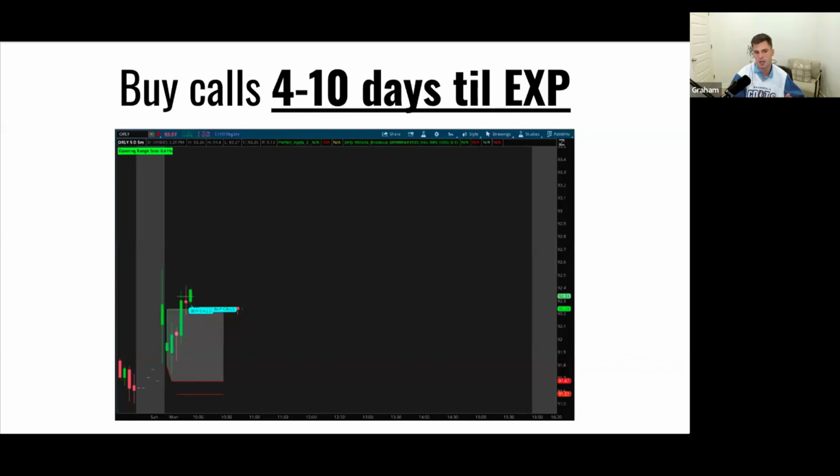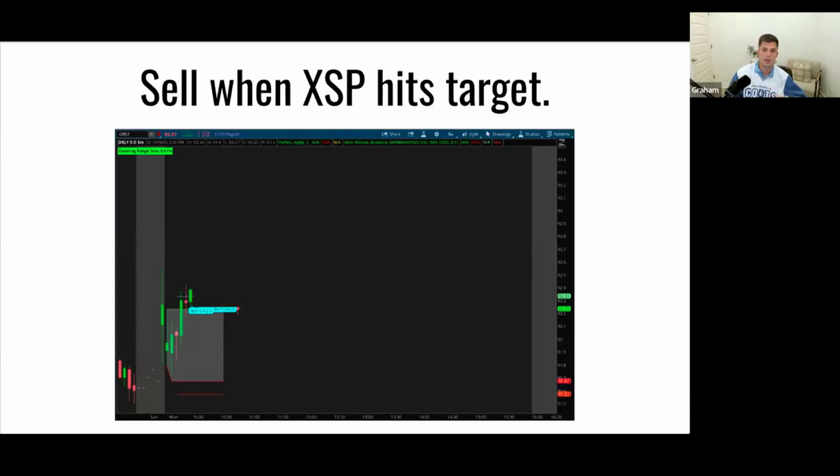But if we're going to trade an individual stock, which doesn't have zero DTE, if they all had zero DTE, you would definitely just trade it the same way with the bullish debit spread. But since they don't, I would look for expiration 4 to 10 days out at the money call or in the money. And then again, sell when it hits its target.